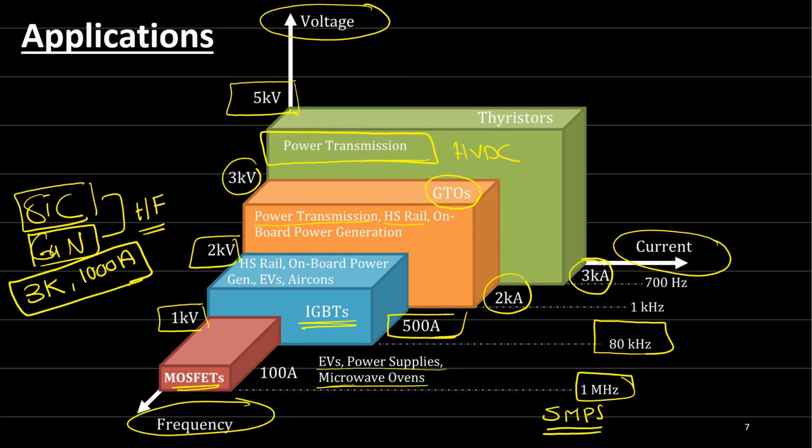So that's why nowadays you'll find that gallium nitride, for example, can be used for switch mode power supplies, for applications that need high frequency, like wireless power transfer and other things.